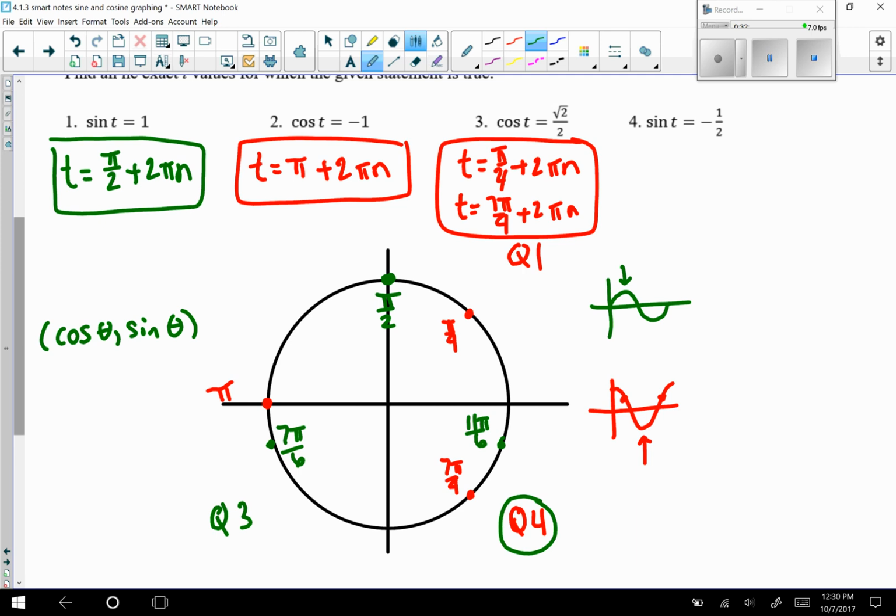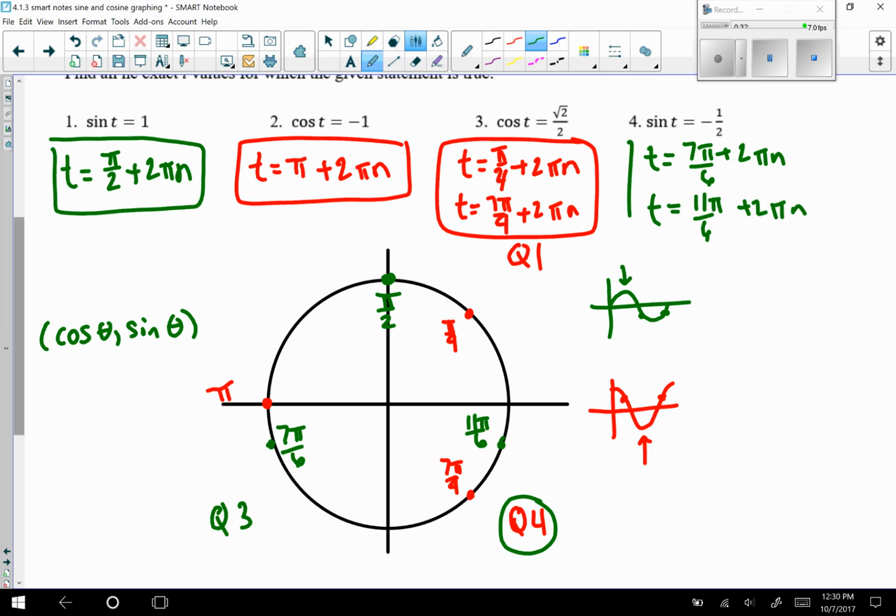So now I can write my solutions, and I can also think about my graph. I had negative 1/2 here and here. So t is equal to 7 pi over 6 plus 2 pi n, and t is equal to 11 pi over 6 plus 2 pi n.